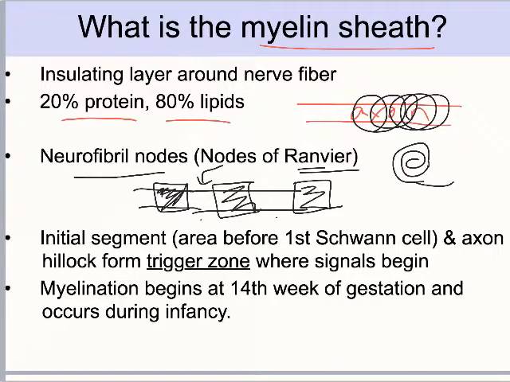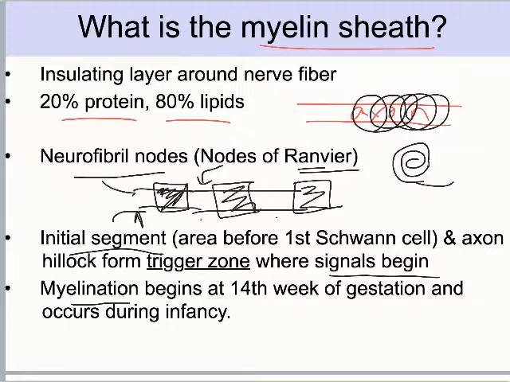Okay, now, the initial segment is the area before the first Schwann cell. So it would be up here. This is where the signals begin. I showed you that on the other axon or neuron.